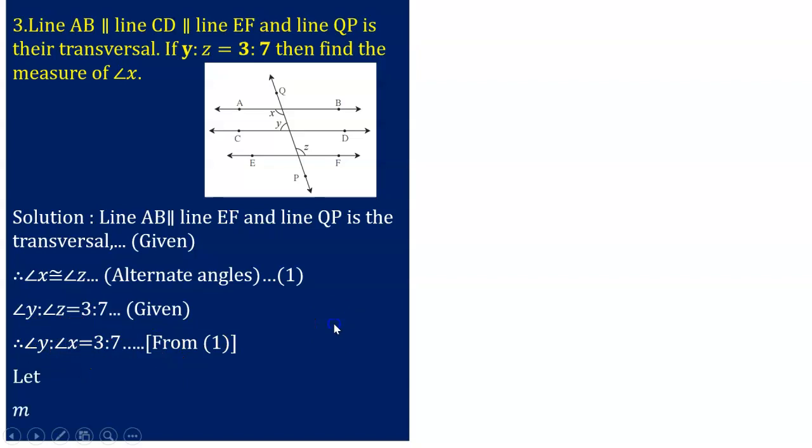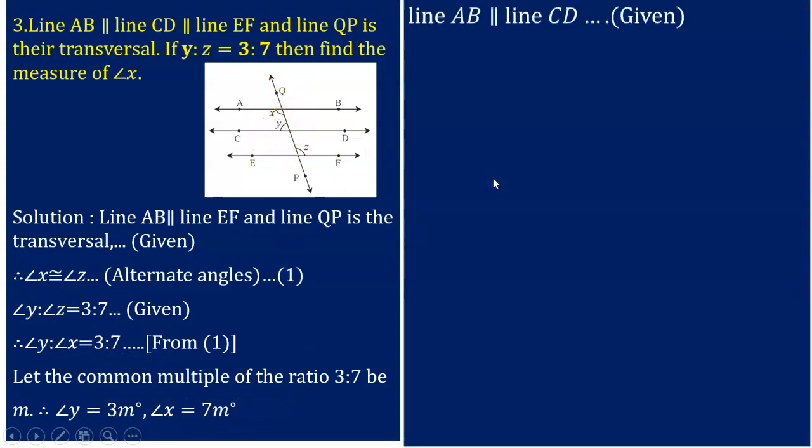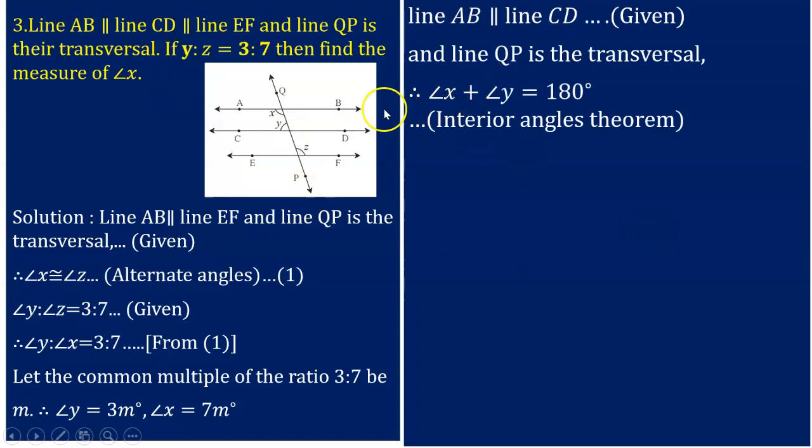Now here the ratio of the measure of angle Y to the measure of angle X is 3 as to 7. यानंतर the common multiple of the ratio 3 as to 7 be m. Therefore measure of angle y. Y चा मेजर किती असणार आहे तर 3m असणार आहे. X चा मेजर किती असणार आहे तर ते 7m. Okay. As these two are the interior angles, therefore the sum of AB is a parallel to CD and the QP is their transversal. Therefore measure of angle X plus Y is equals to 180.